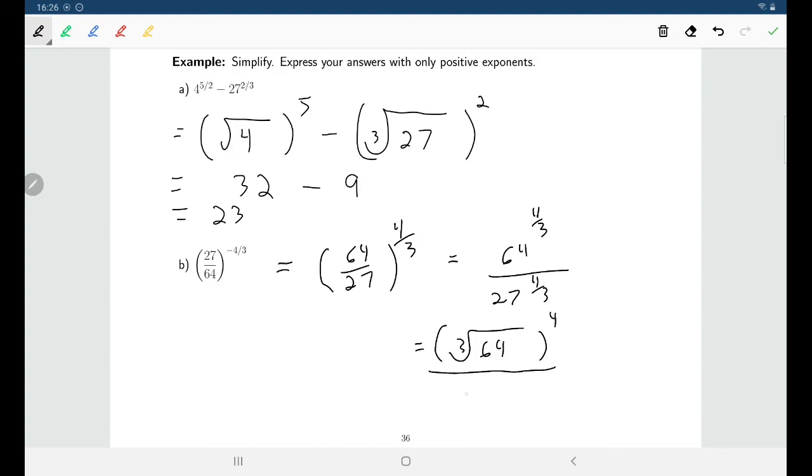27, taking the cube root, and then raising it to the power of 4. And now all that we need to do is just a little bit of quick calculations.